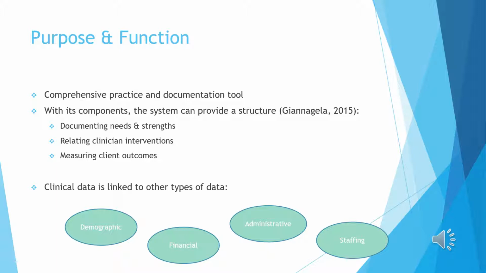With this, the components of the Omaha system will be introduced in the next slide. However, they offer functions of documenting needs and strengths, relating clinical interventions, and again, measuring those client outcomes. When the components are utilized synchronously, the clinical data of patients is then linked to other types of data involving demographic, financial, administrative, and staffing. So information can be focused on at greater lengths while the system remains flexible for users.